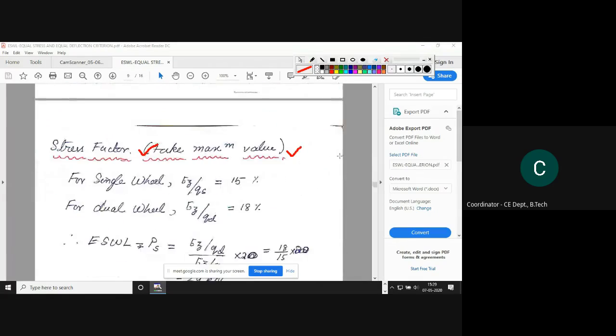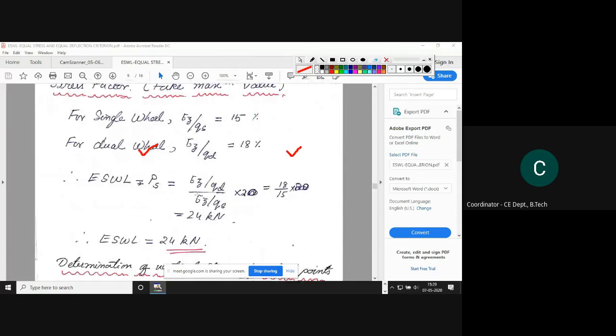Just use those corresponding values in the equation, which is ESWL equals sigma z by q d divided by sigma z by q s into P D. P D was how much? It carried a total wheel load of 40 kilonewton, so individually they are carrying 20 kilonewton. So P D is 20 kilonewton. So this will be 18 divided by 15 into 20. We will get 24. This is your required answer, ESWL, for the given problem. Clear? Yes, ma'am.